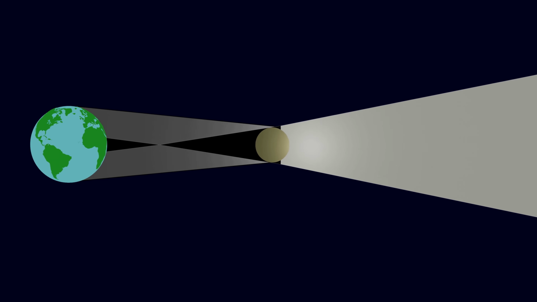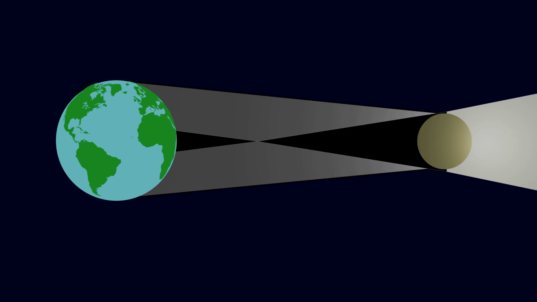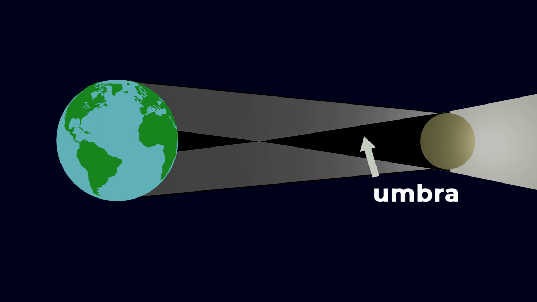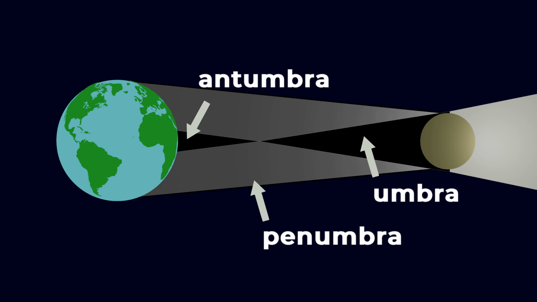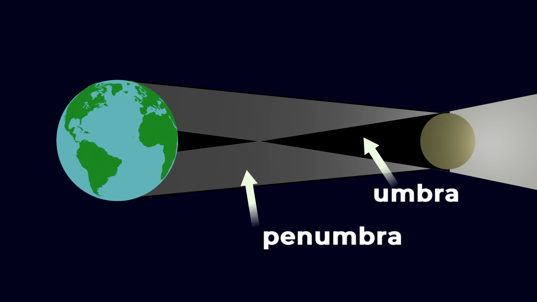It consists of three parts: umbra, penumbra, and umbra. The first one is the umbra. It's the darkest region of the shadow. It's surrounded by the penumbra. The penumbra area is lighter than the umbra.